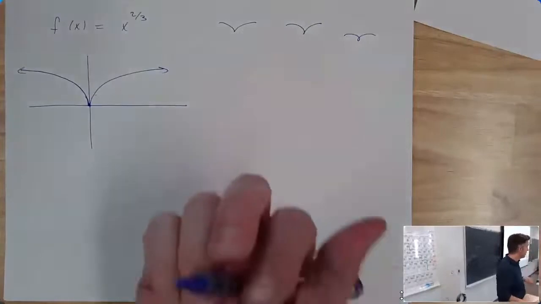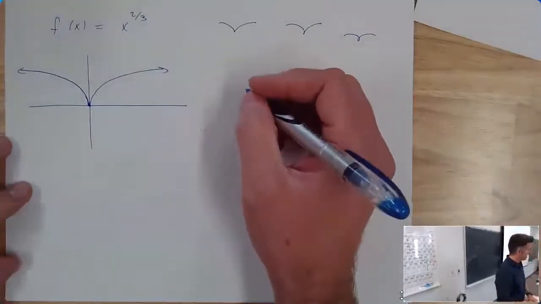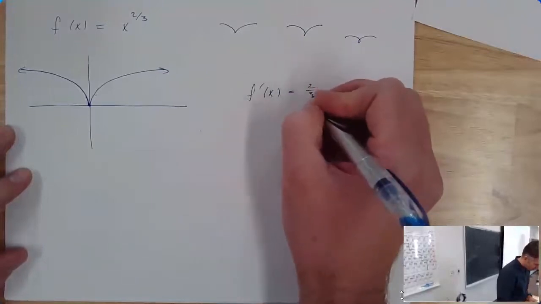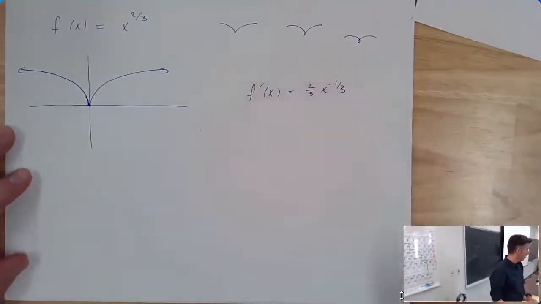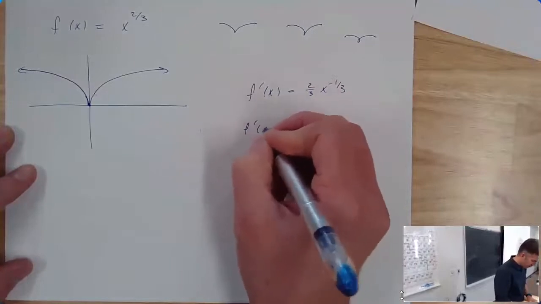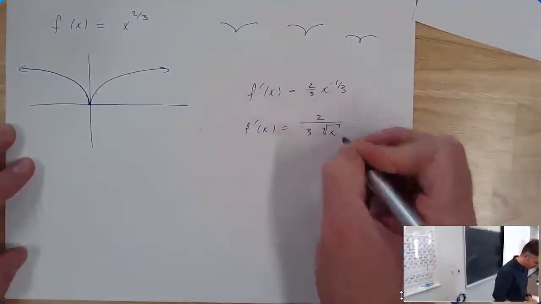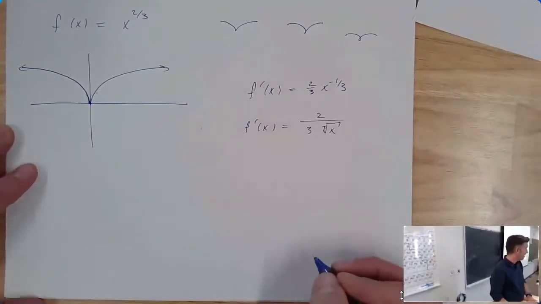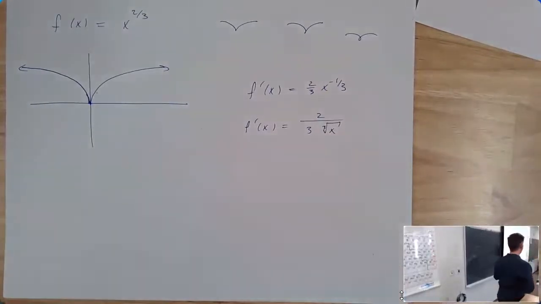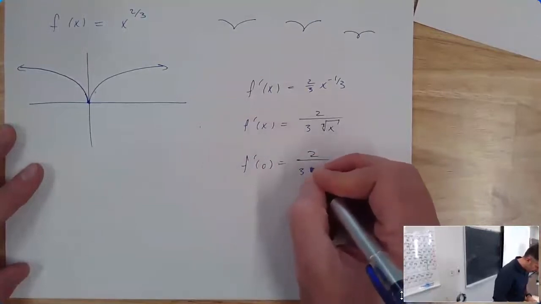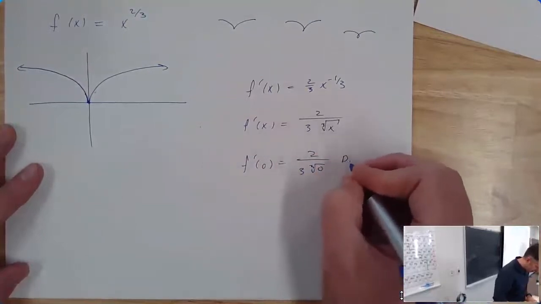But here's how you'd show it's not differentiable at 0. Here it's actually a lot easier. If I take the derivative, it's 2/3 times x to the negative 1/3, just using the power rule. Simplifying that, we're rewriting it as 2 over 3 times the cube root of x. And if you try to plug in 0, it's not a 0 over 0. It's a not 0 over 0, which means the limit does not exist. If you plug in 0 here, you get 2 over 0, which doesn't exist.